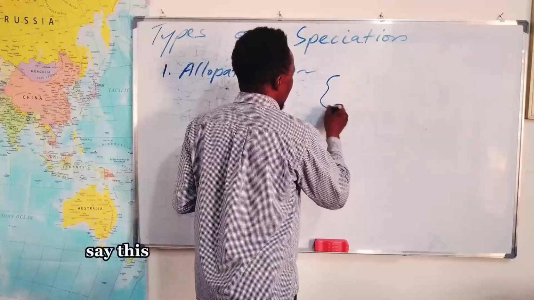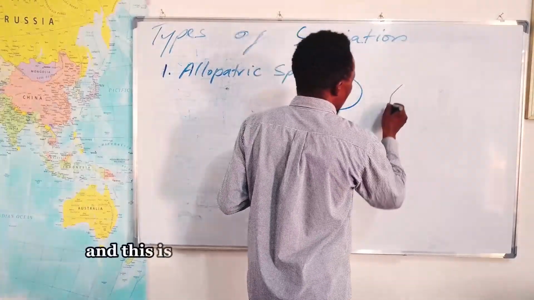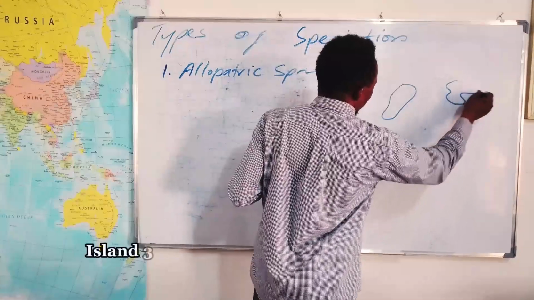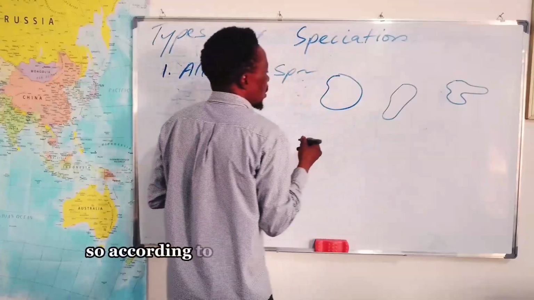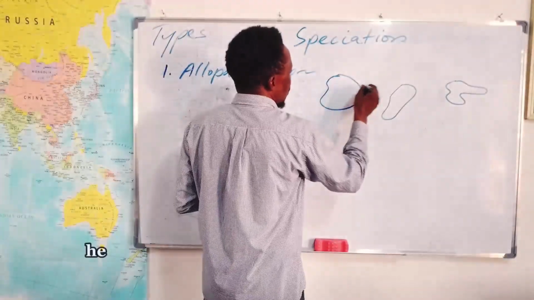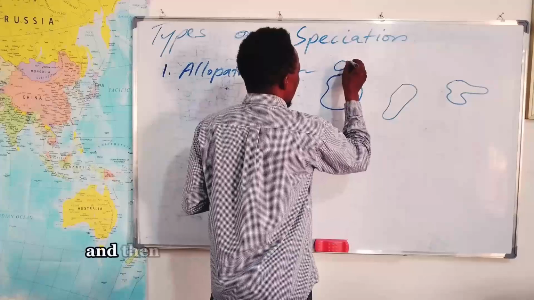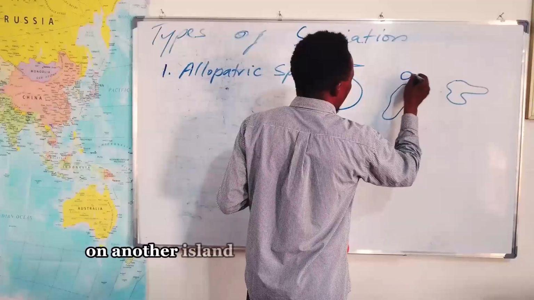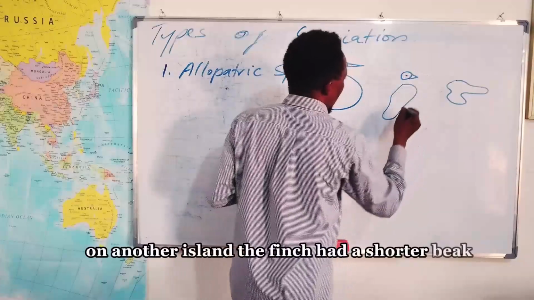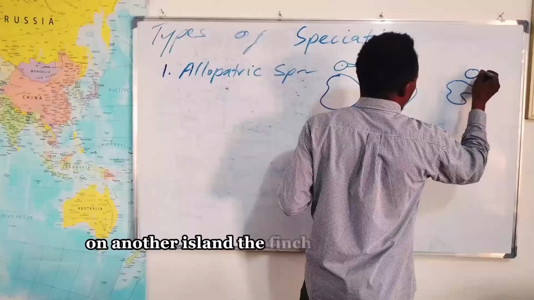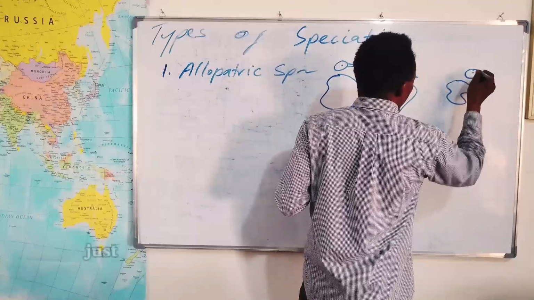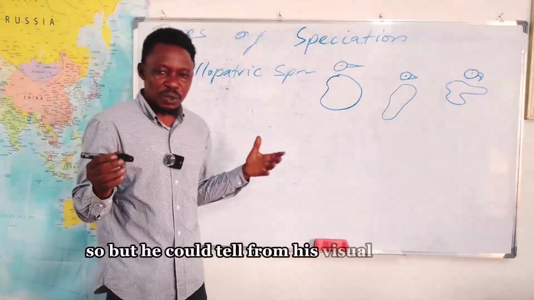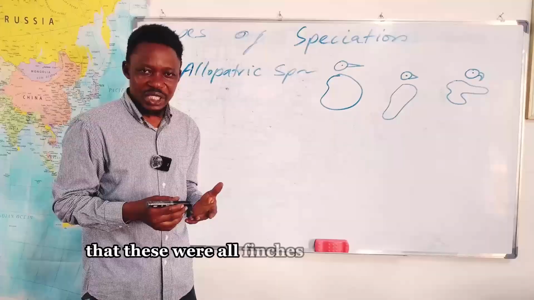Let us say this is Island 1, this is Island 2, and this is Island 3. According to Darwin, from his observation, he saw finches, this group of birds, and maybe on one island the finch had a beak like this. On another island, the finch had a shorter beak. On another island, the finch he saw here had a curvy beak. Just an example, okay? But he could tell from his visual appraisal that these were all finches.